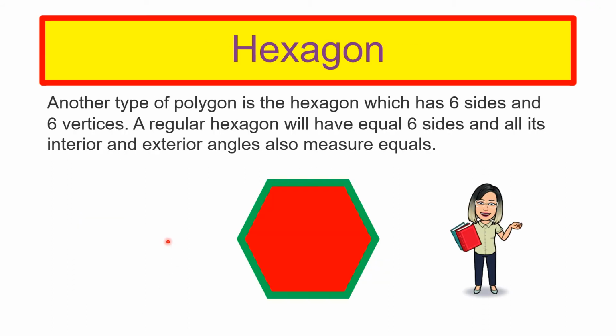So we have a hexagon. Another type of polygon is the hexagon, which has 6 sides and 6 vertices. A regular hexagon will have 6 equal sides, and all its interior and exterior angles also measure equal. This is a regular hexagon with 6 equal sides and 6 equal angles.